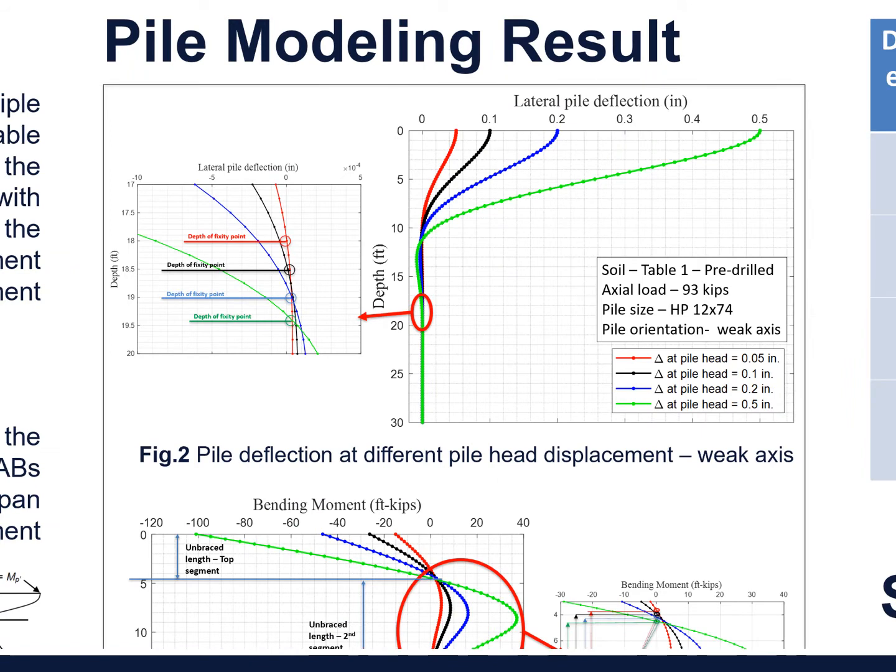Here, in the pile modeling result of 8 cases, figure 2 represents the displacement along the length of HP 12/74 pile oriented in weak axis. The results are in good agreement with the assumed hypothesis. As displacement at pile head increased, the effective length of fixity point also increased. Here, in the zoomed in image near fixity point, we can observe clearly that the effective length of fixity point is higher in 0.1, 0.2, 0.5 inch of pile head displacement than 0.05 inch pile head displacement.